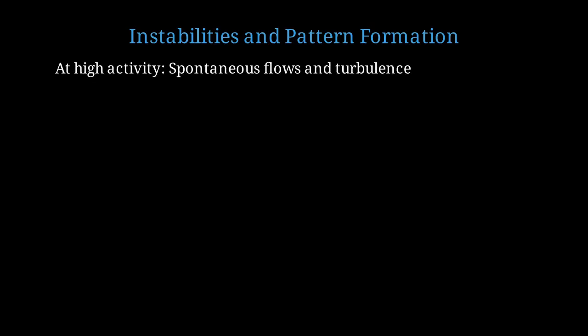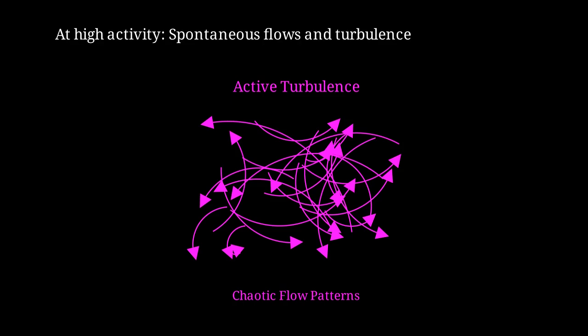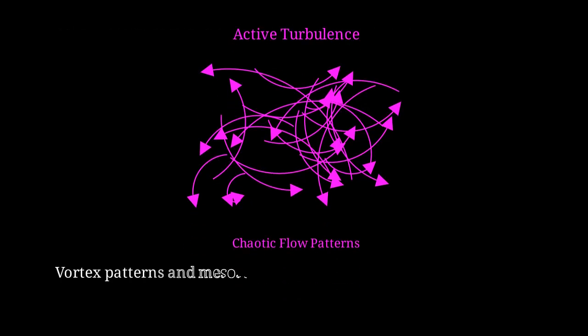In fact, active fluids often exhibit instabilities in spontaneous pattern formation. At sufficiently high activity, the active stresses can overcome viscous damping and lead to spontaneous large-scale flows, even without any external forcing. This is called active turbulence. Active turbulence looks like chaotic swirling flows, with vortices forming and breaking up spontaneously. It's turbulence without inertia, driven by active stresses. Various patterns can emerge: vortex lattices, mesoscale turbulent structures, or density bands. The system self-organizes due to the interplay of activity, viscosity, and hydrodynamics.